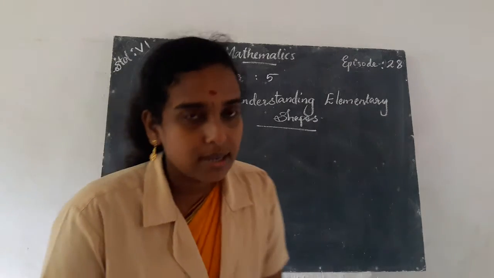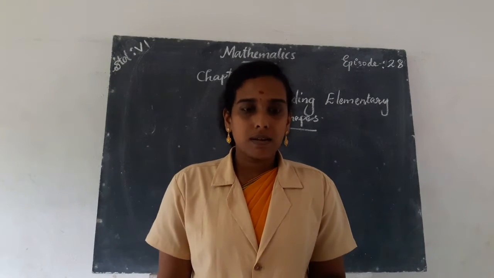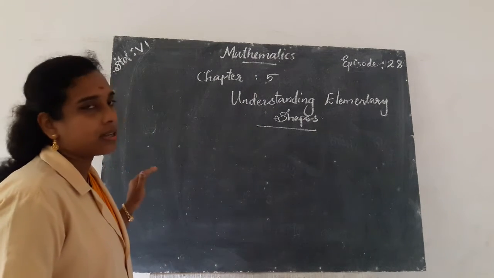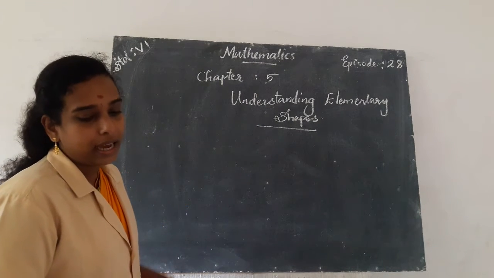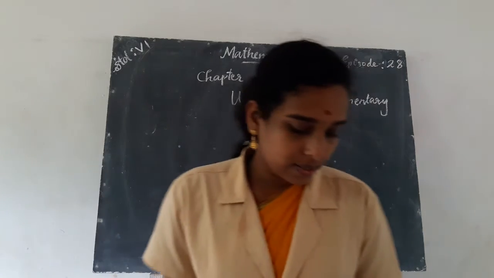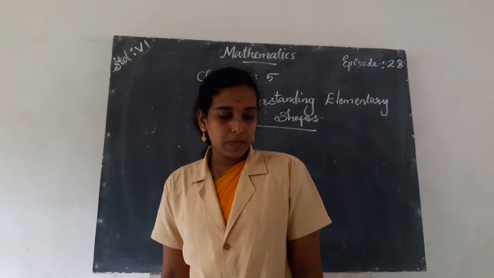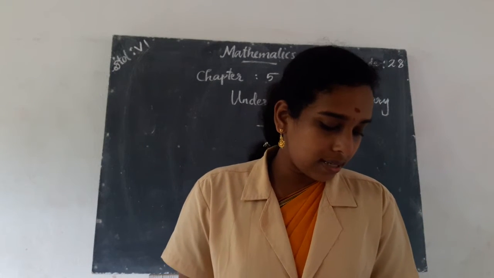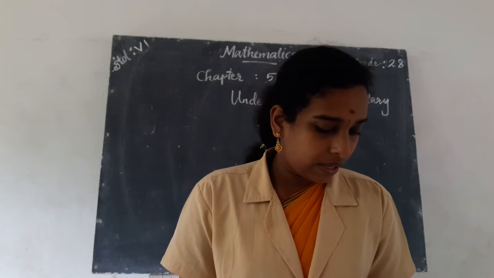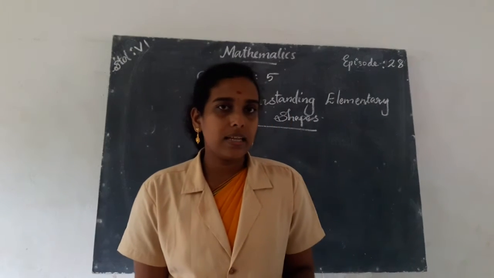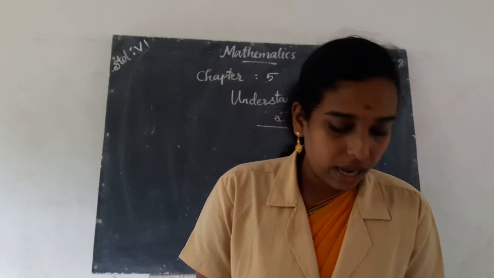So the triangles can be classified based on their sides. There are three types of triangles based on the sides: equilateral triangles, isosceles triangles, and scalene triangles. A triangle having all three sides equal is said to be an equilateral triangle.